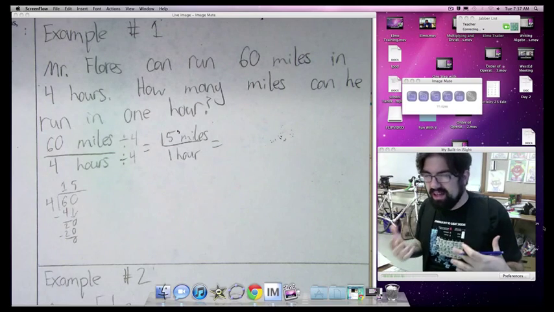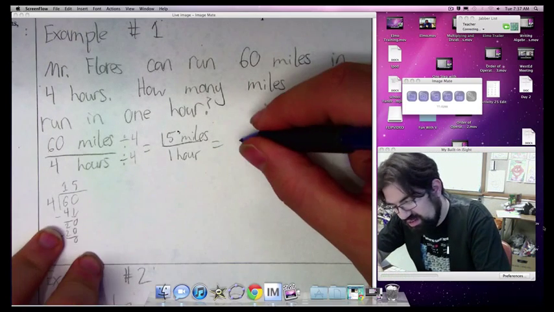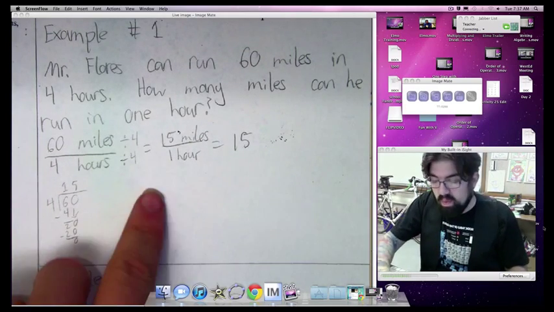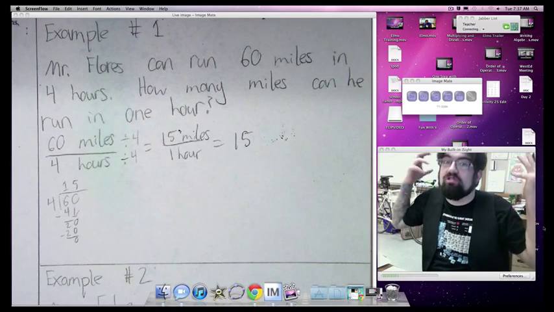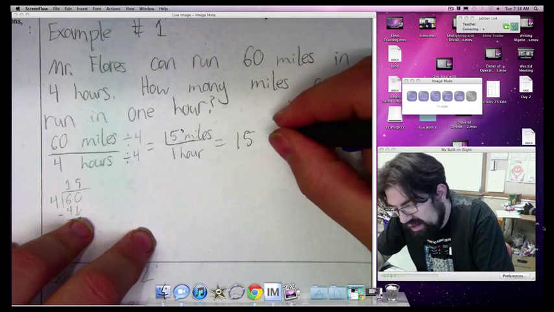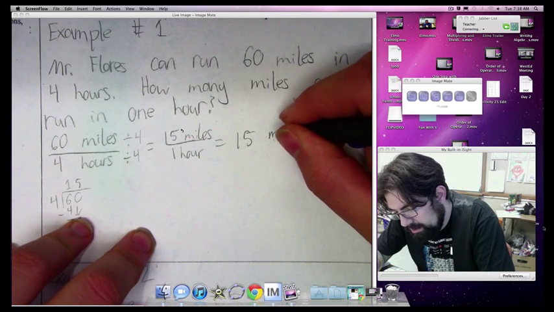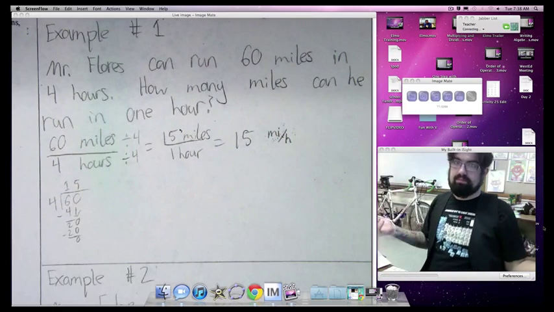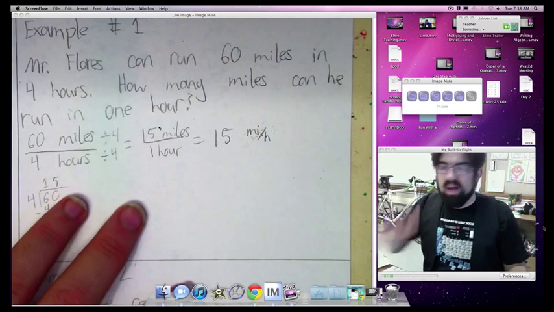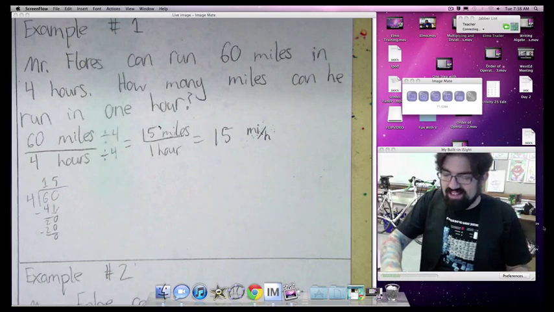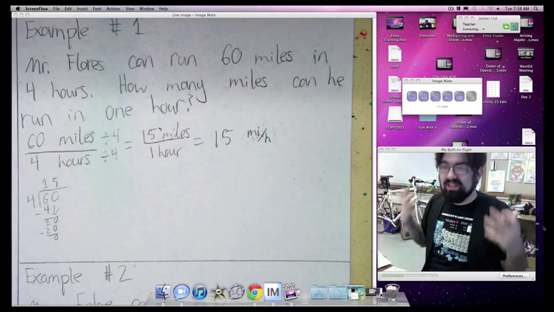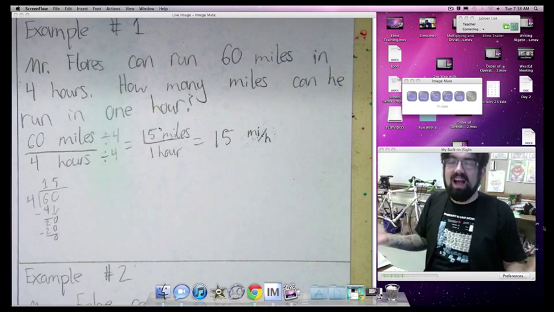But I don't want to leave it like that. I'm going to write it like this. 15 miles, 15, because 15 divided by 1 is 15. That's why it's a unit rate. That's why it's so awesome. So I don't need a denominator. It's 15. And I could write it shorthand with mi per hour. But you know me, I am a huge fan of complete sentences, and that means nothing to me. What does that mean? The question was, how many miles can Mr. Flores run in 1 hour?